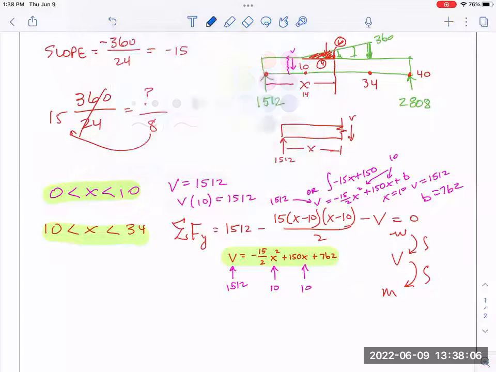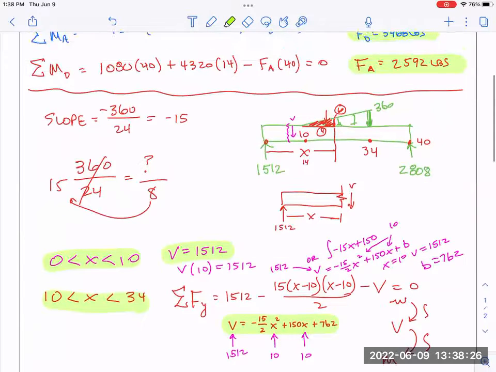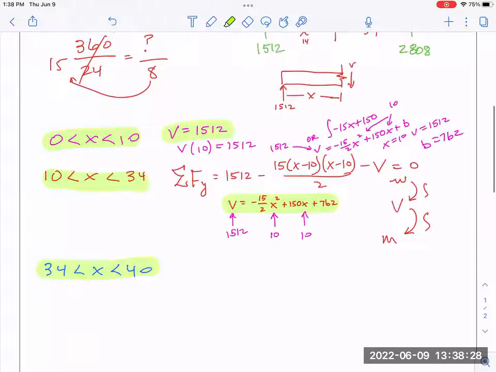Okay. So we're still processing, but it's like, okay, then what happens when you work your way? Because again, there's 3 sections here and they all have to be different. We have totally different equations that are modeling this. What happens from 34 to 40? You have the positive 1512. Oh, you should have just had the 4320, right? That's exactly right.